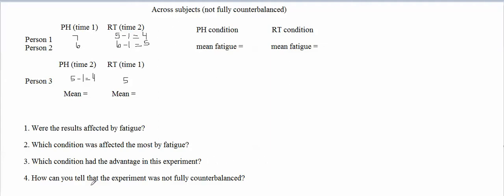This says, how can you tell that the experiment was not fully counterbalanced? Well, it's just because you have two people assigned to this order and only one person assigned to this order. So it's not equal. You don't have an equal number of people assigned to the two orders. Let's look at the next page.